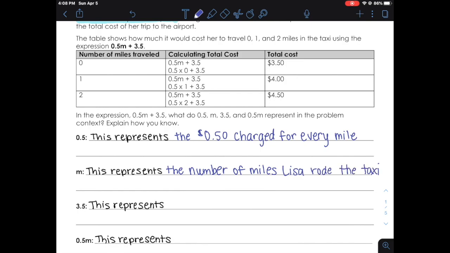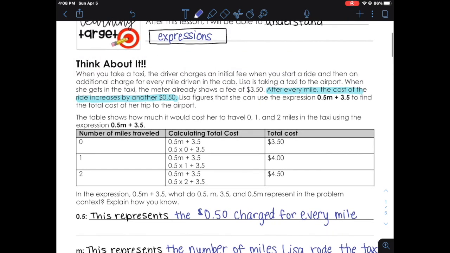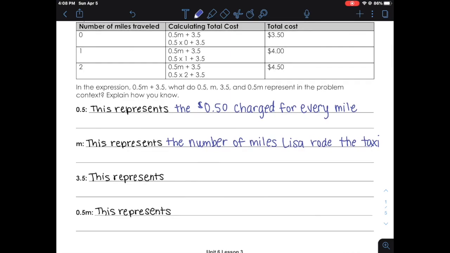Okay, the 3.5. If we come back up to the text, it's talking about the meter already having a fee of $3.50 on there. That's actually that initial fee, since as soon as she gets into the taxi, that's what she sees on the meter. So the 3.5 represents the initial charge to start a ride.